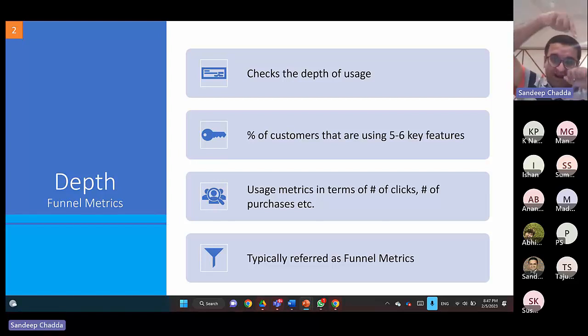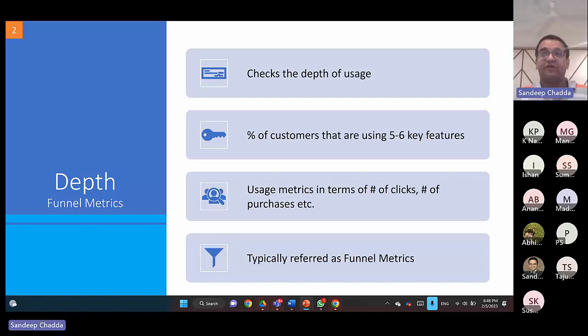Breadth is the top of the funnel, how many people landed on the Amazon.com homepage. Depth means you landed on the homepage, you searched. Let's say 100 people landed on the homepage, 90 of them searched something. Out of the 90 who searched, 80 landed on an item details page. Maybe you're searching for jeans, you went to the details page. Out of the 80 who went to the item details page, maybe 40 added it to a cart and maybe 20 actually made the purchase.